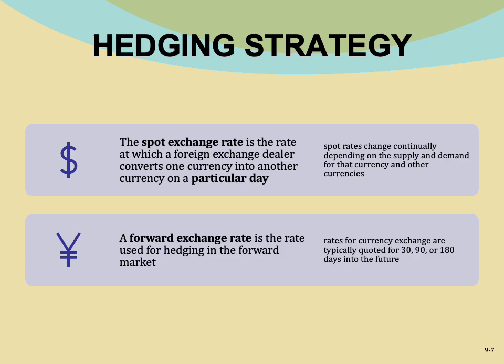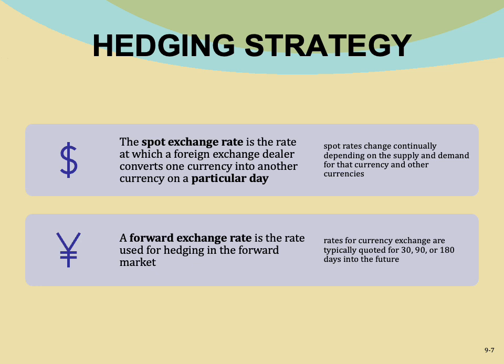In this slide, I would like to show you the types of hedging strategy. The first is called the spot exchange rate. This is the rate at which a foreign exchange dealer converts one currency into another on a particular day. So in a spot exchange rate, if you want to pay today, for example, today is the 28th of October, then it depends on the currency rate on the 28th of October, and you transfer based on that particular day.